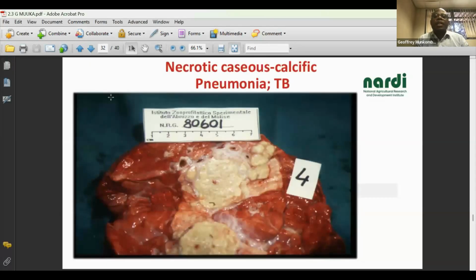This is a necrotic calcific pneumonia for TB, as we saw earlier on. This is very common in areas like Zambia and Namwala area. You might find such findings in the abattoirs. This is a finding which, as you decide what to condemn, is one of those that you might end up condemning the whole carcass because of the inherent dangers of tuberculosis. Next slide.